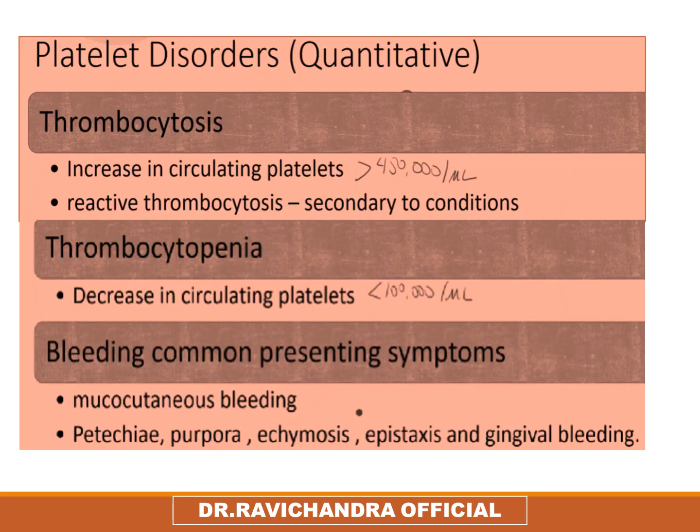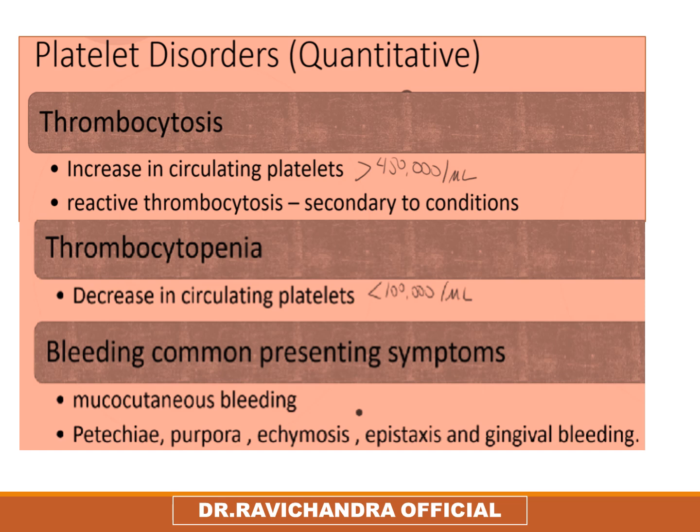Now we will discuss platelet disorders which are quantitative. Thrombocytosis is an increase in the circulating platelets. Normal platelet count will be 1.5 to 4 lakhs. If the platelet count is more than 4 lakh 50,000 per microliter, then it is called thrombocytosis. Reactive thrombocytosis is a condition seen secondary to other conditions. Thrombocytopenia is a decrease in the circulating platelets to less than 1 lakh per microliter.